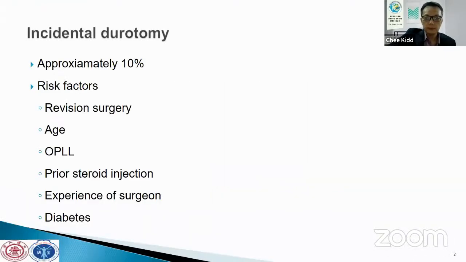Incidental durotomy is a very common complication of spine surgery. All spine surgeons may encounter such a complication in their careers. The reported prevalence of incidental durotomy can be as high as 10% or even more. The risk factors of a dural tear include older patients whose dura may be very thin, OPLL patients, and revision surgery. Also, the surgeon's experience plays an important role. Sometimes when you have been going well for a while and then let your guard down, it may occur.